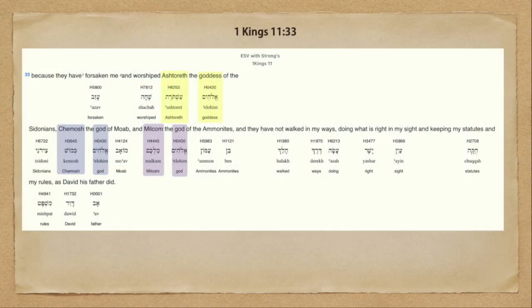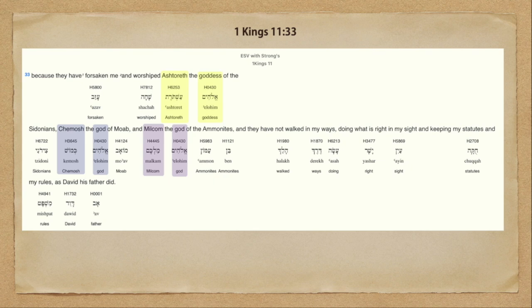1 Kings 11:33, it says, because they have forsaken me and worshipped Ashtaroth, the goddess of the Sidonians. The word goddess is Elohim. And then Chemosh, the god of Moab, and again, that word God is Elohim. Milcom, the god of the Ammonites, God is Elohim. They have not walked in my ways, doing what is right in my sight and keeping my statutes. So you can see that this is talking about those who have followed after the false gods that are Elohim.